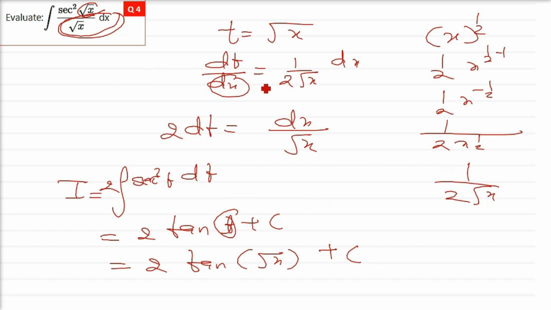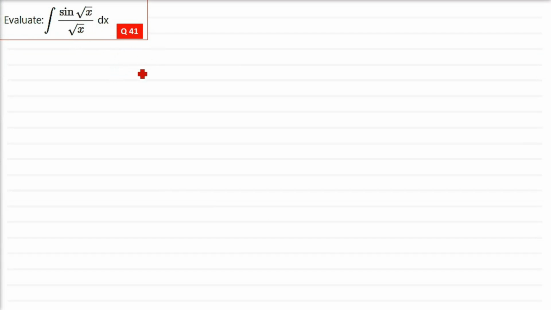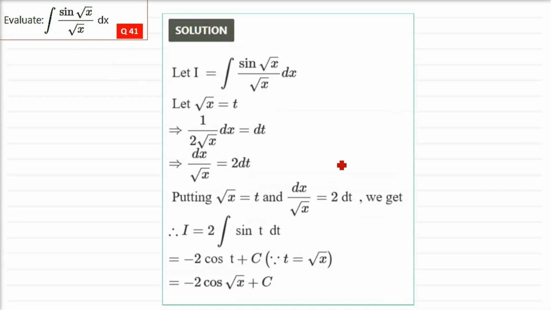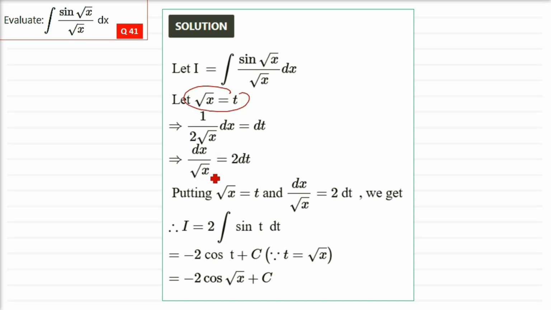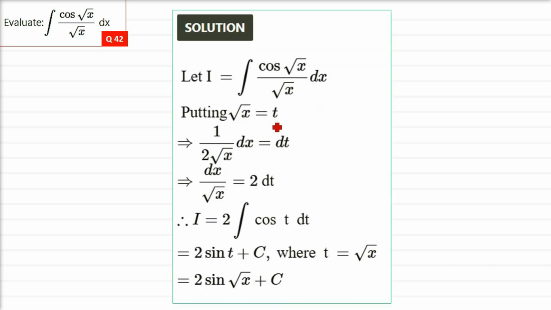So there are 2 questions which are coming up. For this question, again just refer to this solution, and the next question will be sine, then will be cos. So sine root x by root x, again the same thing. Just take root x equals t, other things will follow smoothly, and it will be simply the integration of sine t, which is negative cos t. The next question is even easier, because you just have to take t equals under root x. So this dx by root x will be twice of dt. So you just have to integrate cos t, which will come as sine t, and replace t by under root x. So this is a very easy question.